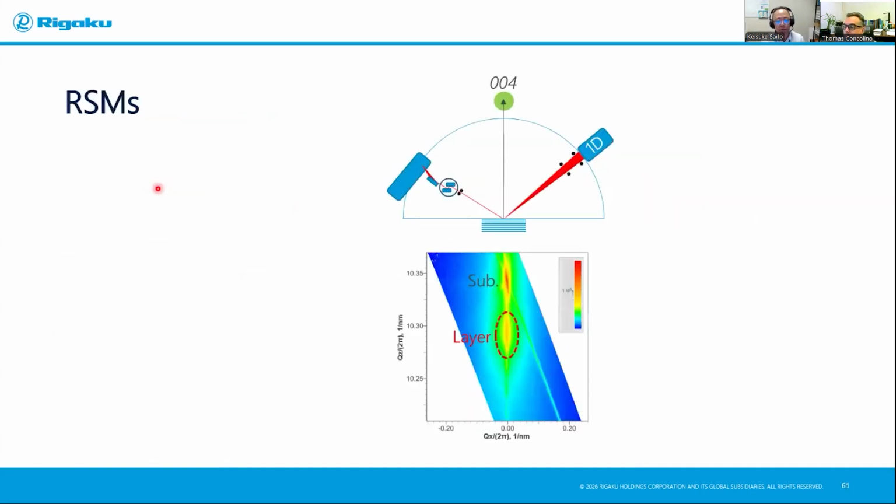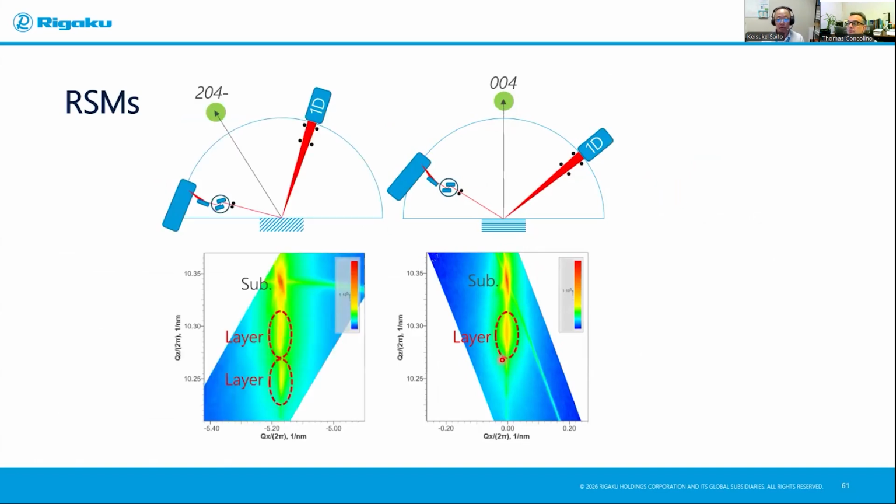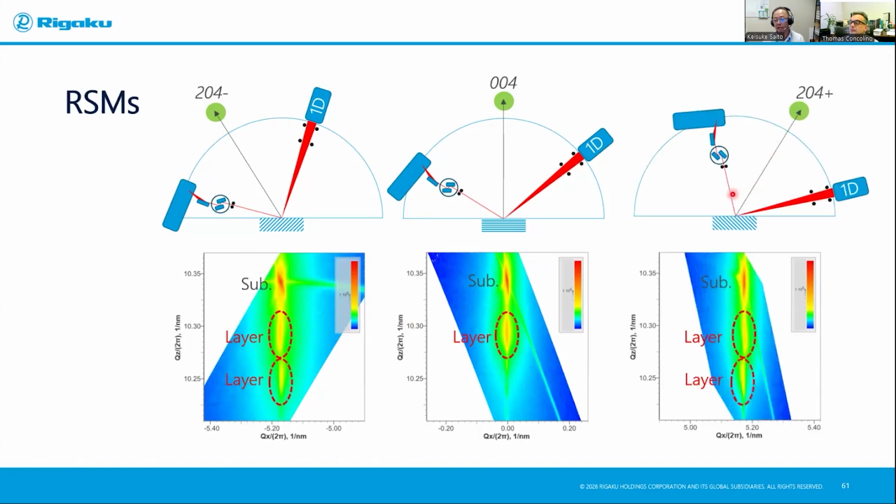Let's go back. Reciprocal space mapping. This is 004, the surface perpendicular direction, substrate and one layer peak here. So I measured 204. This is a tilted direction, right? So then I found 2 layer peaks, right? Not 1, 2. The other side, 204 plus. Plus means higher incident angle, minus typically shallower incident angle compared to the exit angle here. So on the plus side, again, the 2 spots.